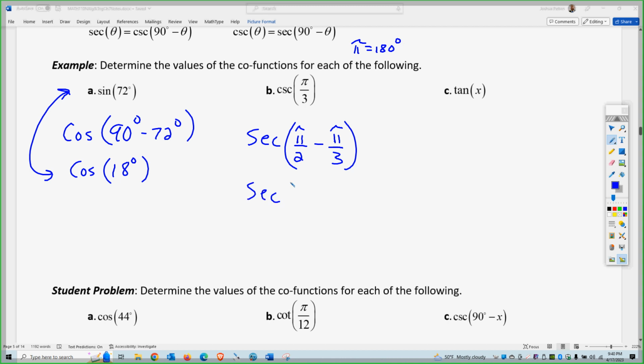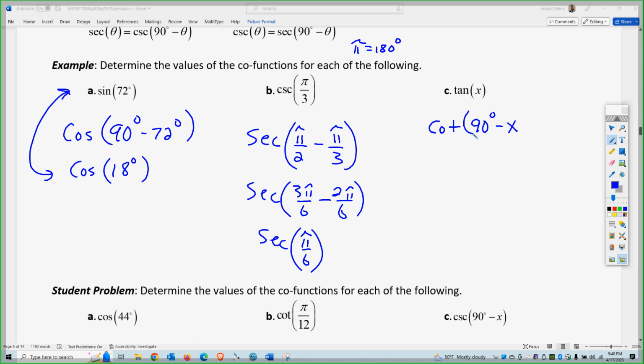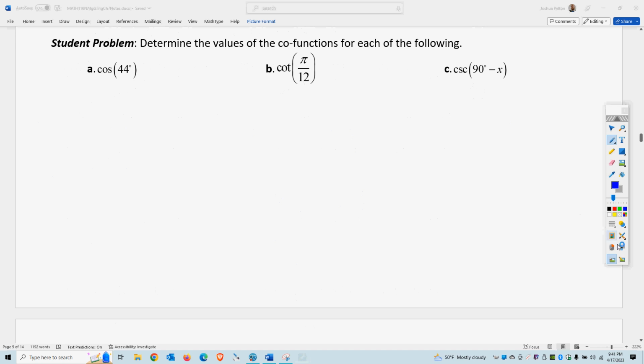So the secant, I need common denominators, right? So that's 3 pi over 6 minus 2 pi over 6. So I get the secant of pi over 6, and that's in radians. Okay, so if tangent is x, then cotangent is 90 degrees minus x, or you can put pi over 2 minus x. It won't really matter. It all depends what you want as far as the measure, radians or degrees. Remember, any formulas you do in physics or science class or math class, all the formulas use radians. All right, pause the video, try the student problem.